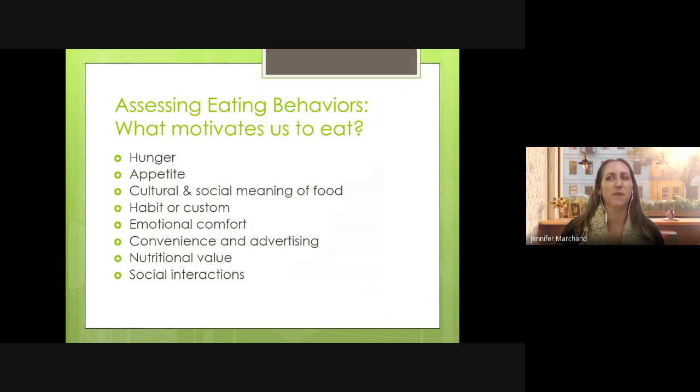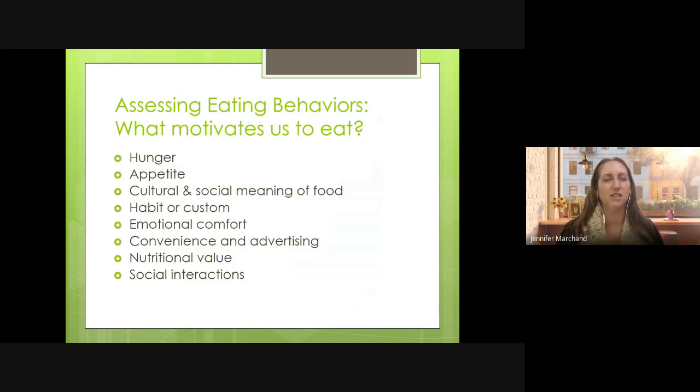Habit or custom. If you eat breakfast every day at 6 in the morning, your body will just get used to that and it'll want to eat breakfast every day at 6 in the morning. Emotional or comfort food. Some people find food comforting. So they had a bad day at work, they grab a bag of chips, sit on the couch and eat the entire bag of chips. So we just need to make sure we're finding some balance in the things that motivate us to eat.